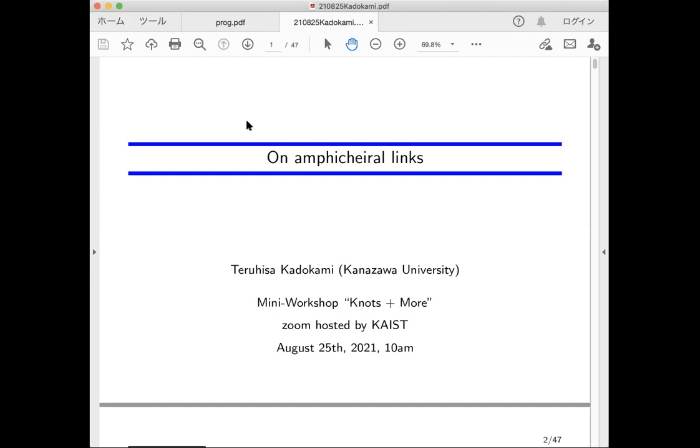And in the same paper, we showed that if L is an n-component, component preserving, epsilon Amphicheiral link, and n is even, then the multivariable Alexander polynomial is equal to 0. This is a partial answer to our conjecture.